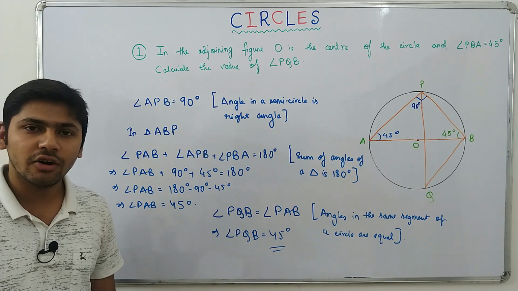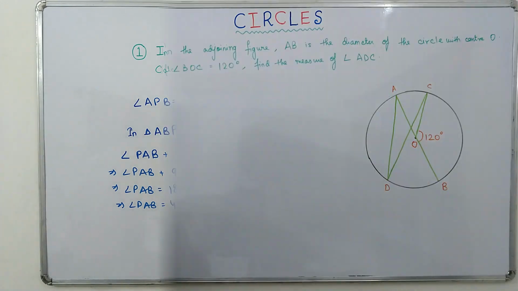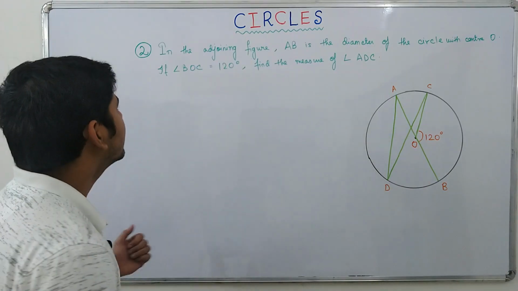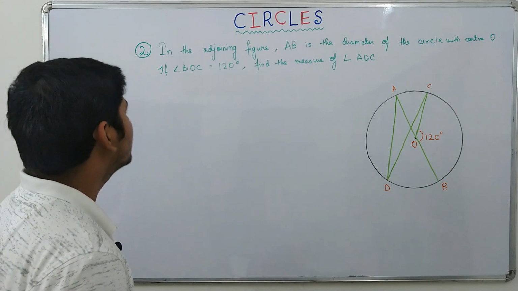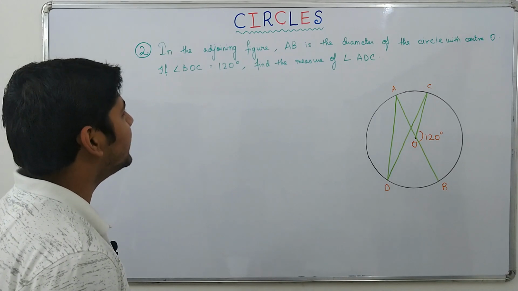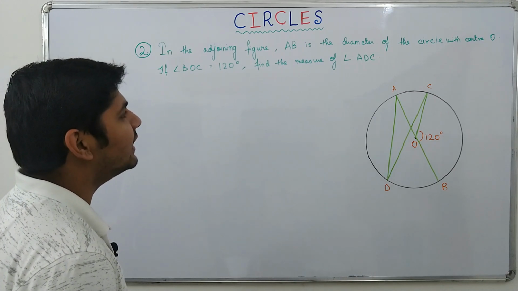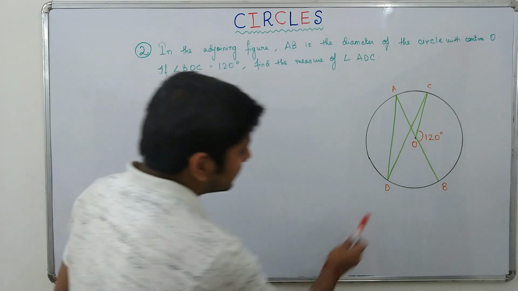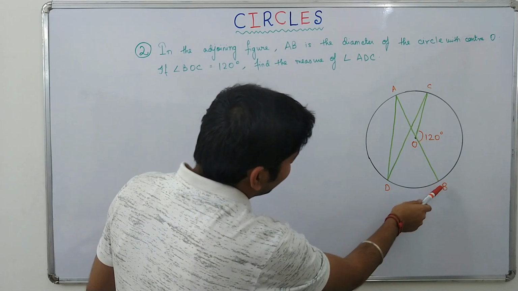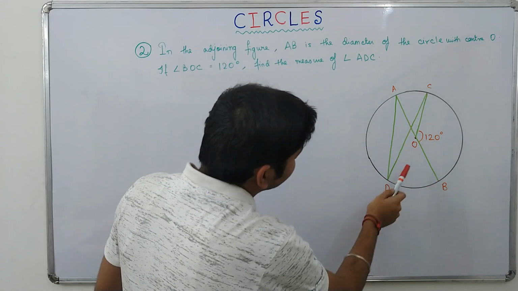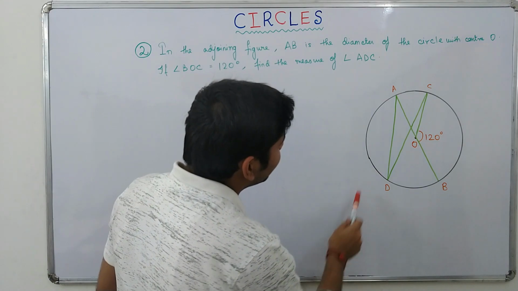Okay. Now we will move on to the next sum. Moving on to sum number 2. In the adjoining figure, AB is the diameter of the circle with center O. If angle BOC is equal to 120 degree, we have to find the measure of angle ADC. This is the given figure. AB is the diameter and angle BOC is given 120 degree. We have to find angle ADC.